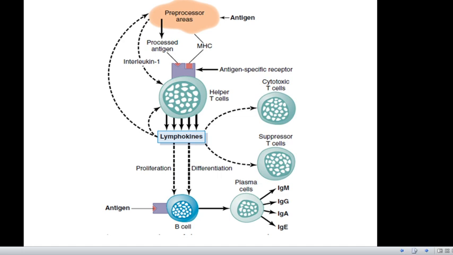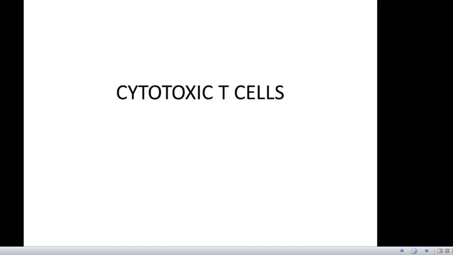This diagram shows the regulation of the immune system, emphasizing the pivotal role of the T helper cells. Now let's study the cytotoxic T cells. The cytotoxic T cell is a direct attack cell that is capable of killing microorganisms and sometimes even some of the body's own cells.